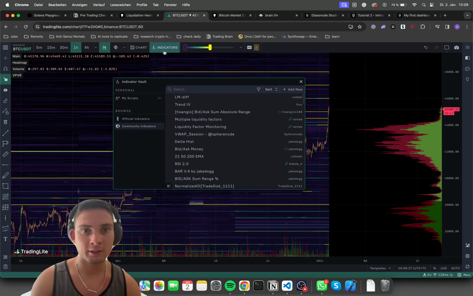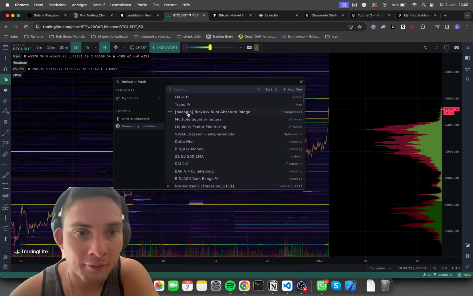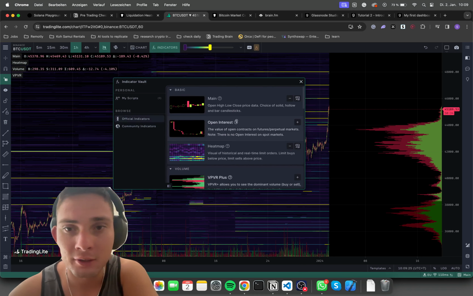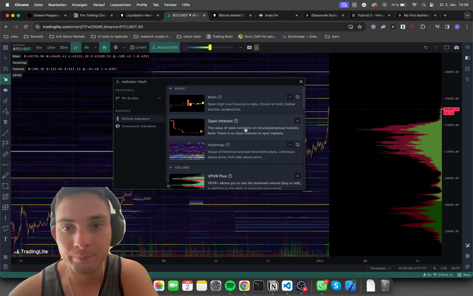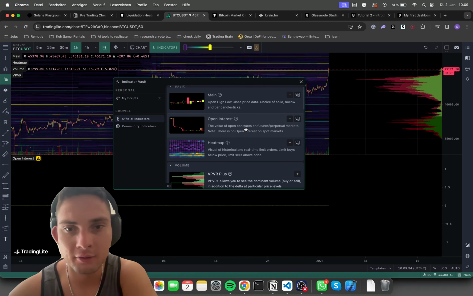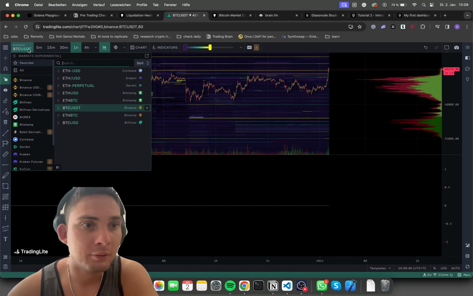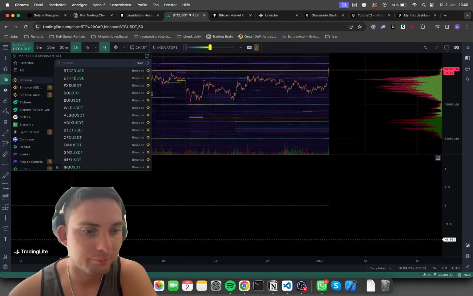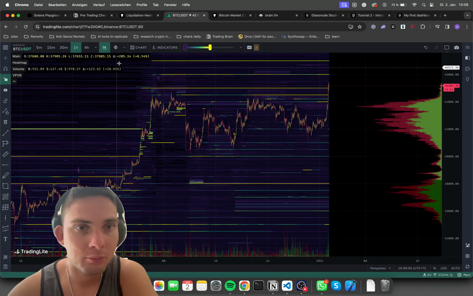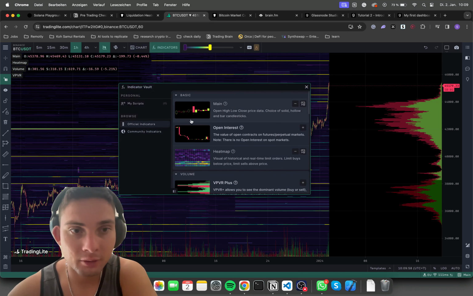Okay, but I want to explore TradingLite more. There's lots of indicators I haven't played around with. Let's stick with the official indicators first. Open interest, yeah, this is interesting, but we had it on Glassnode already. Well, we don't have open interest here. I think it's because of the symbol or exchange. Then let's remove it if we don't have data. Official indicators.